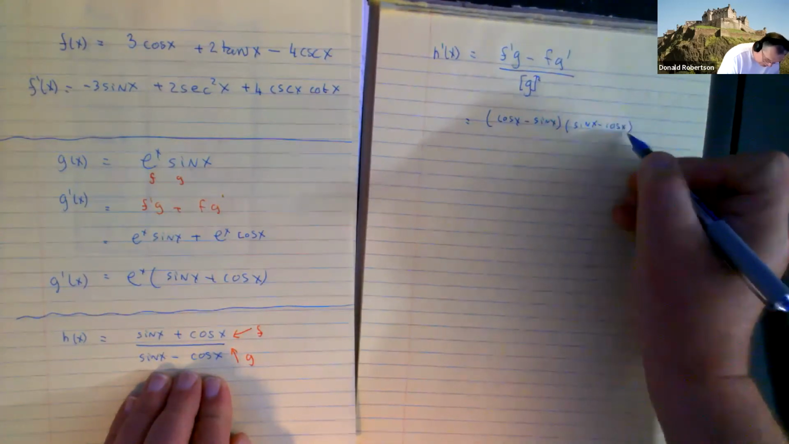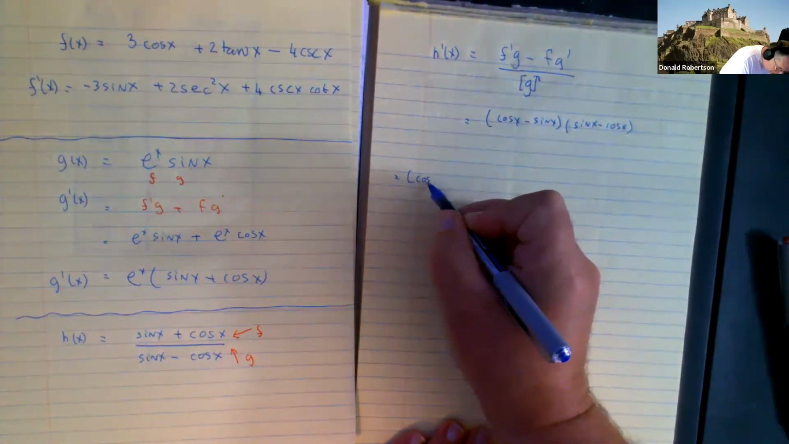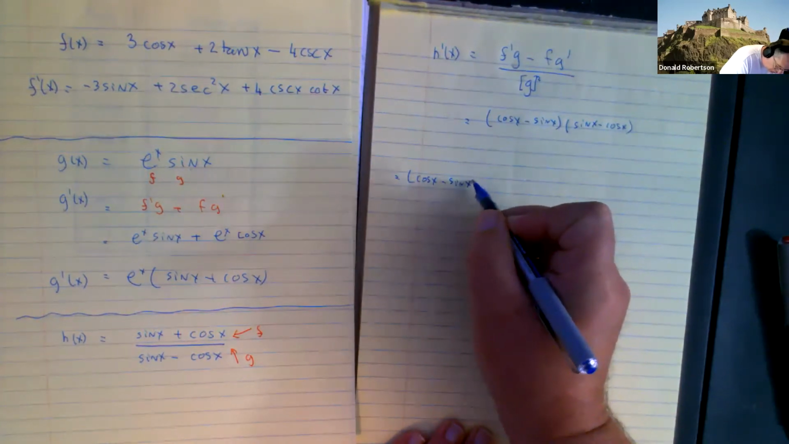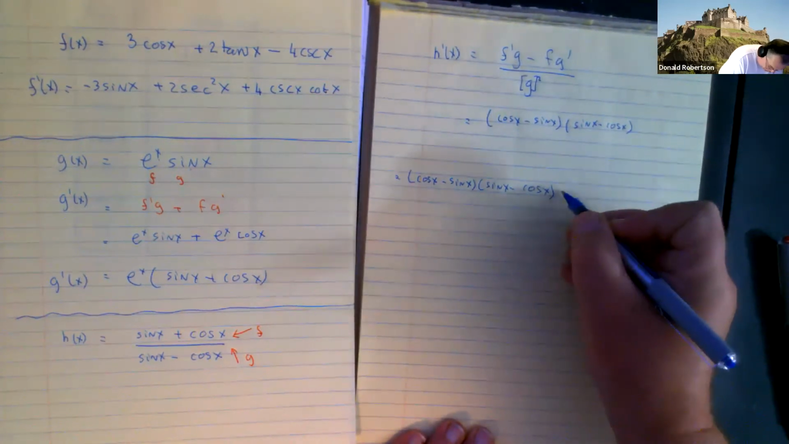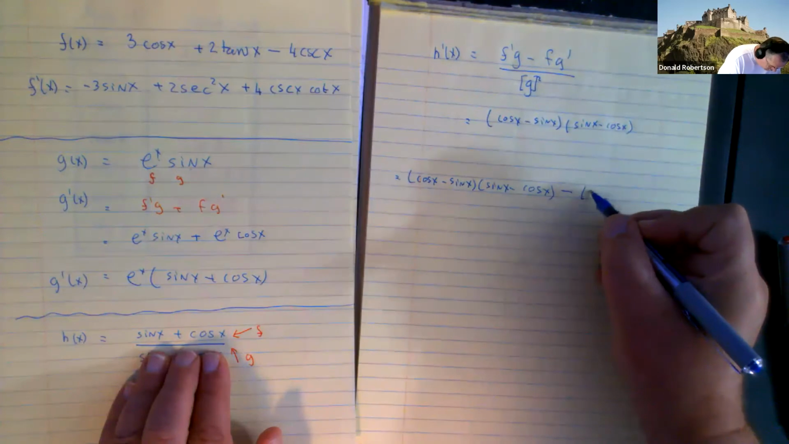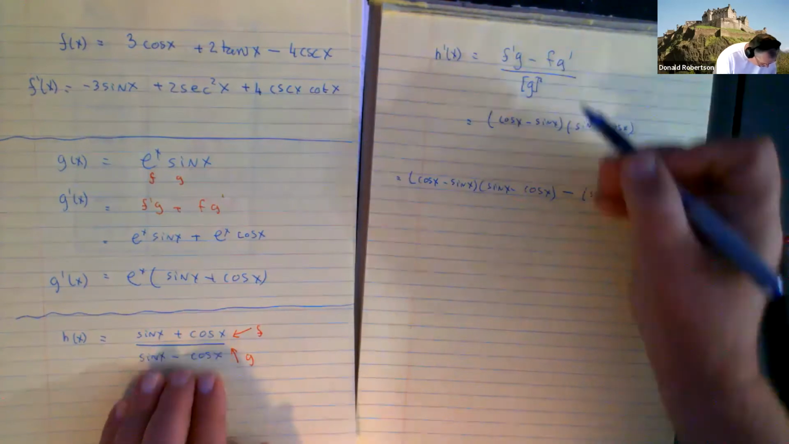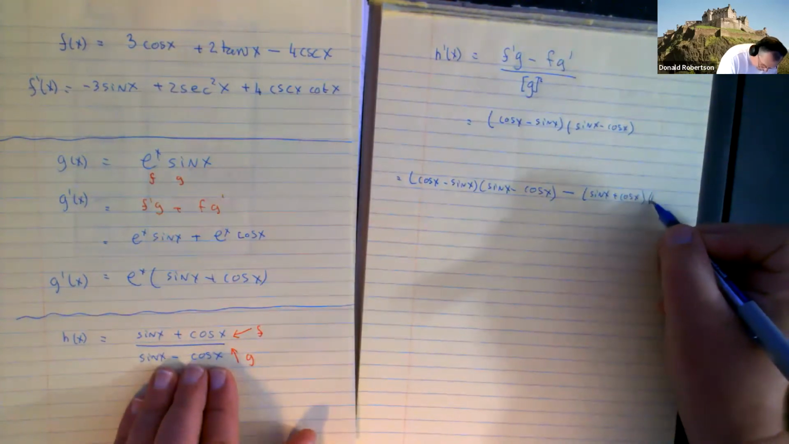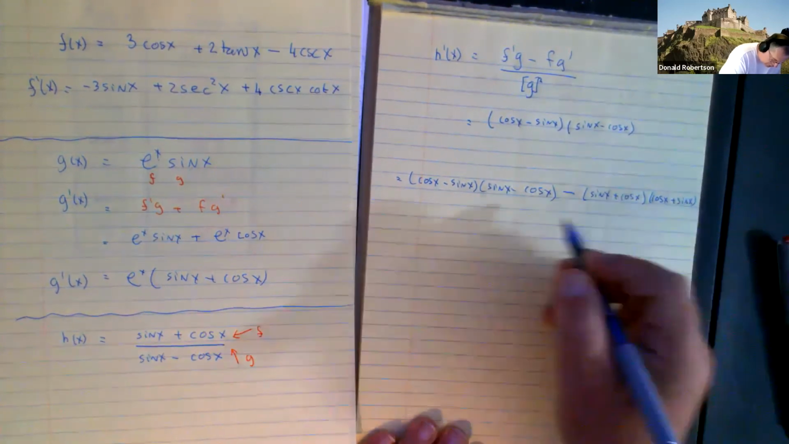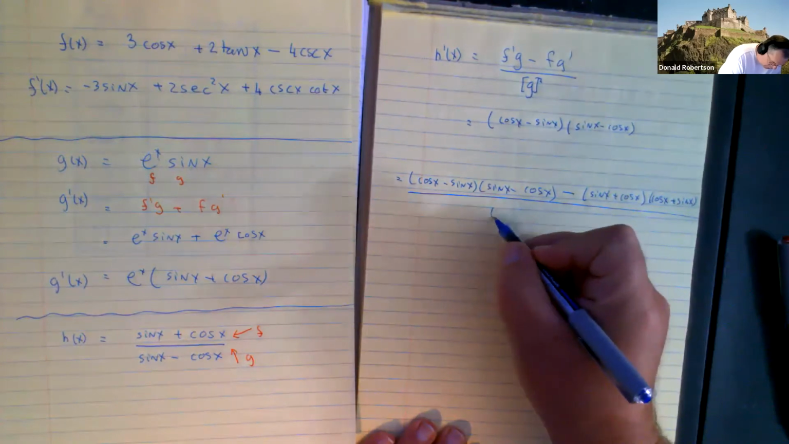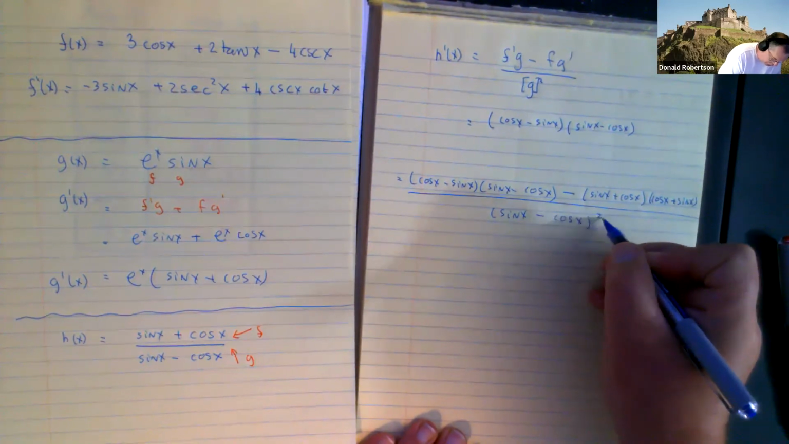Just that guy. And I wish I'd planned ahead because I now realise I need more room, so I'll rewrite it over here. Cosine x, take away sine x, sine x, take away cosine x. Subtract, leave the top alone, which is sine x plus cosine x, times g dashed. And if you differentiate this guy, you get cosine x plus sine x. And the whole thing is going to be over sine x, take away cosine x squared.